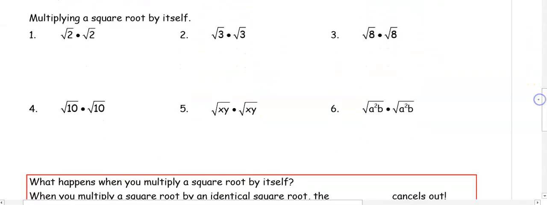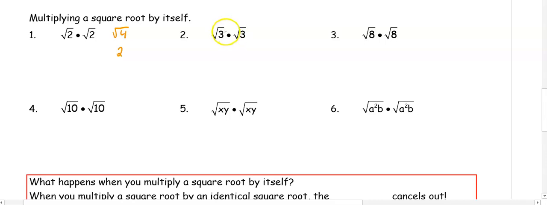Now let's look at what happens when we multiply a root by itself. So when I multiply a root by itself, root 2 times root 2, both of them are under the square root, which gets me the square root of 4, and we know the square root of 4 is 2. So notice that the radical really is just canceling each other out, and we're left with a number under it.